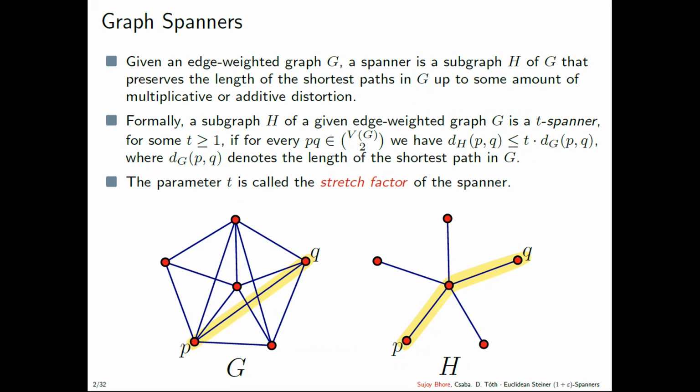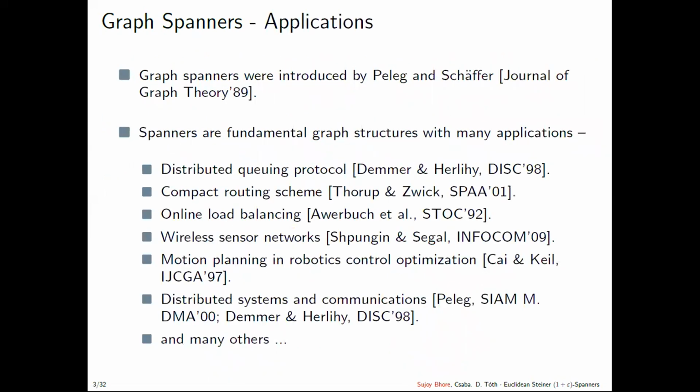More formally, a subgraph H of a given edge-weighted graph G is a t-spanner for some t greater than or equal to 1 if for every pair of vertices, the distance between them in the spanner is at most t times the distance between them in the input graph. The parameter t is called the stretch factor of the spanner. Here we can see an example of a 6-vertex graph G and a spanner H that has a stretch factor 2. Graph spanners were introduced by Peleg and Schäffer in the Journal of Graph Theory, 1989.